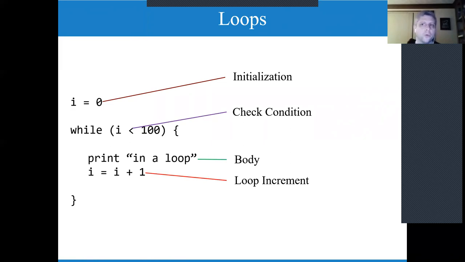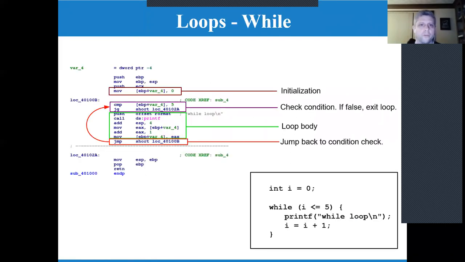And so we'll go through two common loops, a while loop and a for loop, and show you what they look like in both assembler and in the code itself. So here we have a while loop.